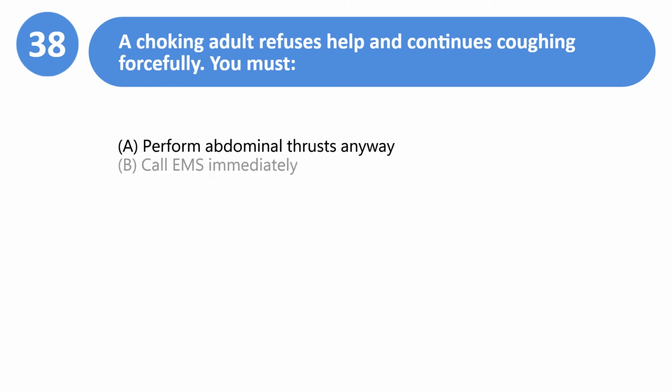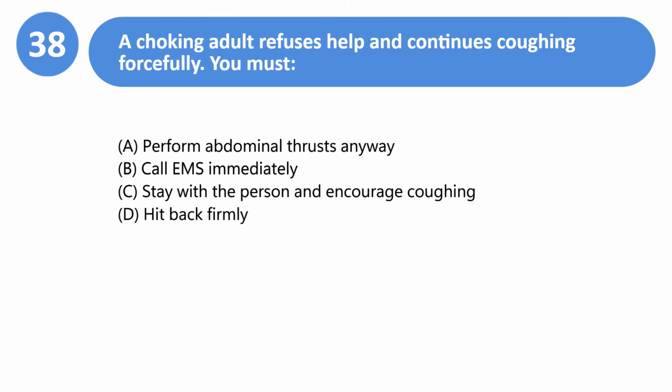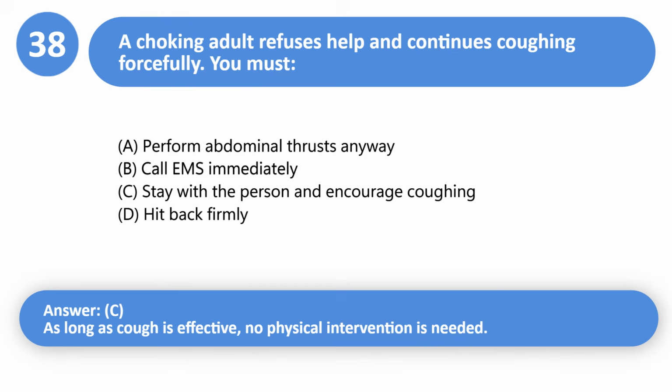A choking adult refuses help and continues coughing forcefully. You must: A. Perform abdominal thrusts anyway. B. Call EMS immediately. C. Stay with the person and encourage coughing. D. Hit back firmly. Answer, C. As long as cough is effective, no physical intervention is needed.